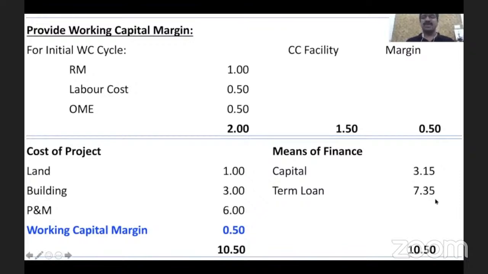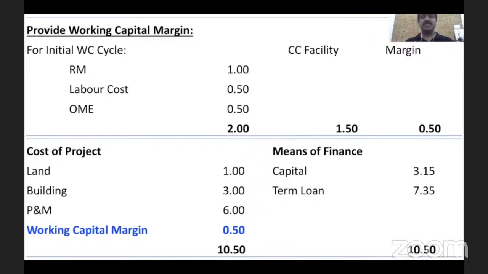This is a concept which is overlooked by many of the bankers, and I can relate with some real life scenarios where the business units which were denied this working capital margin had the greatest difficulty in taking off.